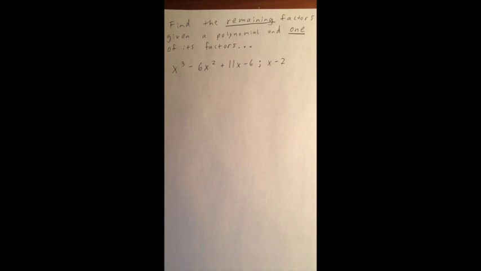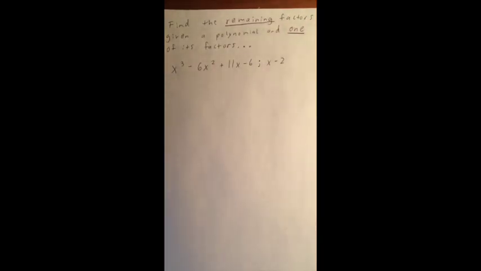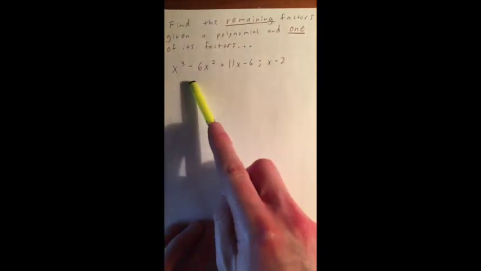So this one says find the remaining factors given a polynomial and one of its factors. What that means is they're giving you x cubed minus 6x squared plus 11x minus 6, and they're saying one of the factors is x minus 2. They're saying find the other ones for me. How do you do that? Well, remember when we used to do synthetic division? Basically, that's all we're going to do.